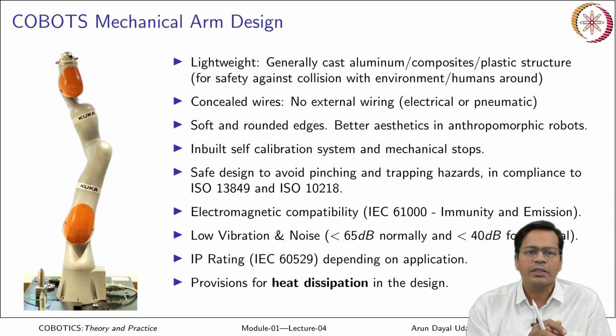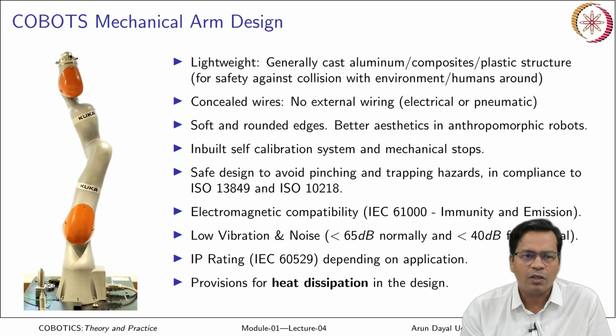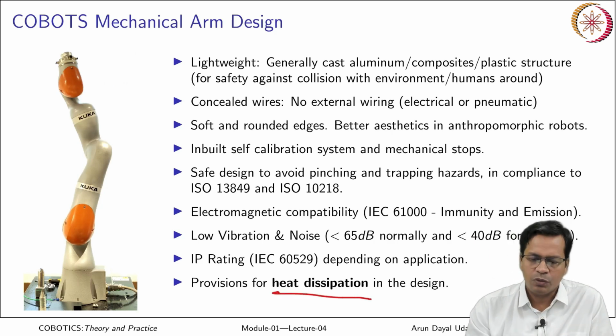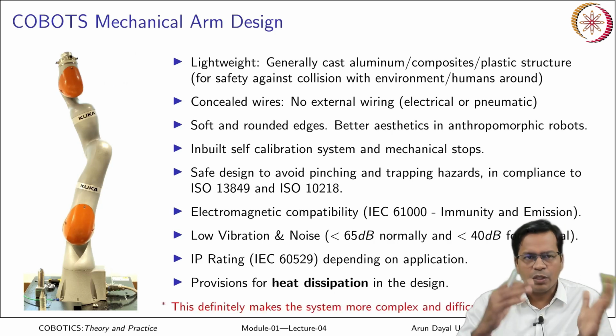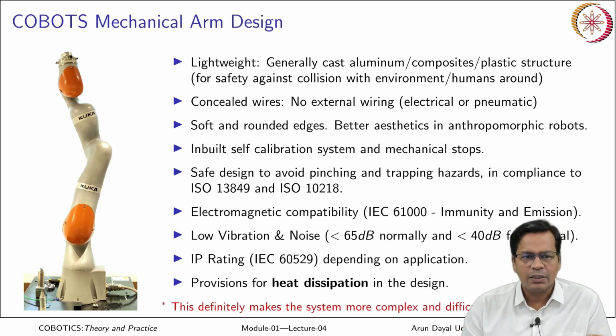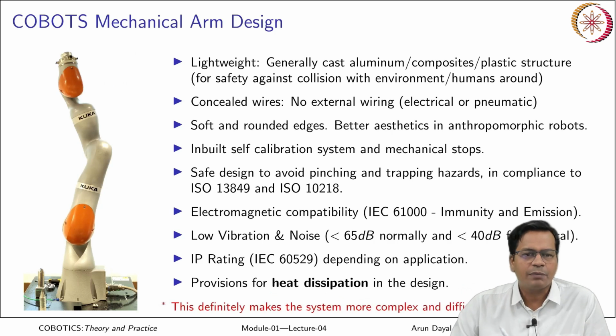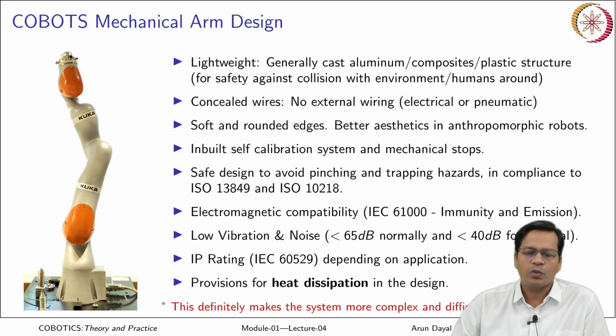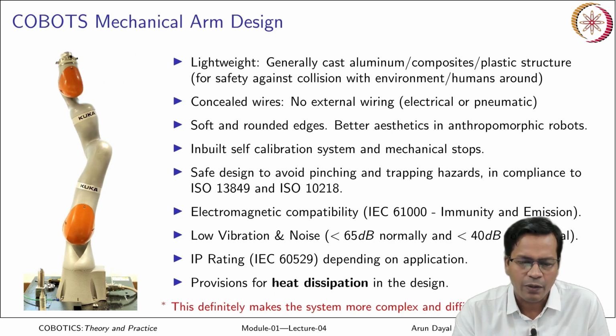That is quite possible in case of an industrial robot, but in case of cobots the surfaces are not very hot and a person can touch it. So provisions for good heat dissipation should be there. Overall, while taking care of all these, this definitely makes the system quite complicated and very difficult to maintain, but still care is taken to make the robot very much accessible. All the joints are accessible so that you can do maintenance and all.